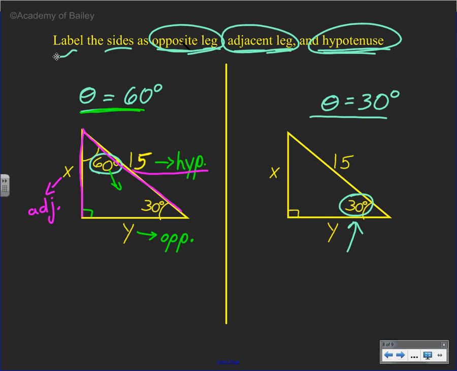So the adjacent side is always part of the angle. There's always one side that forms the angle. So that's if theta is equal to 60 degrees. Well, let's go to the right side here. Theta is equal to 30 degrees now, so we're going to be using this 30-degree angle. 15, once again, is the hypotenuse. I typically always try and label the hypotenuse first.